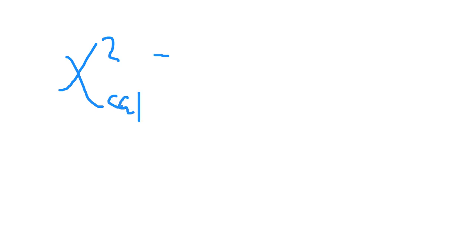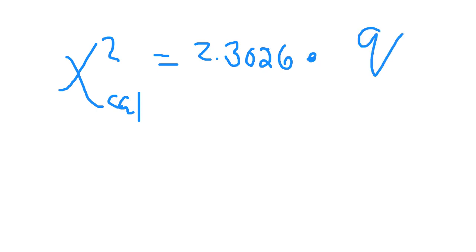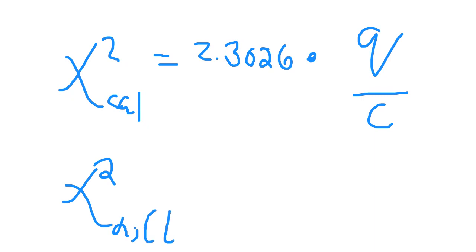I said 2.3026. This number is always like this. You don't have to change it. Q over C. And the tabulated one, chi-square tab, is given by alpha, t minus 1. T minus 1, remember, is the degrees of freedom of treatment. So this is the test statistic. This is the tabulated, when you want to find the tabulated value.